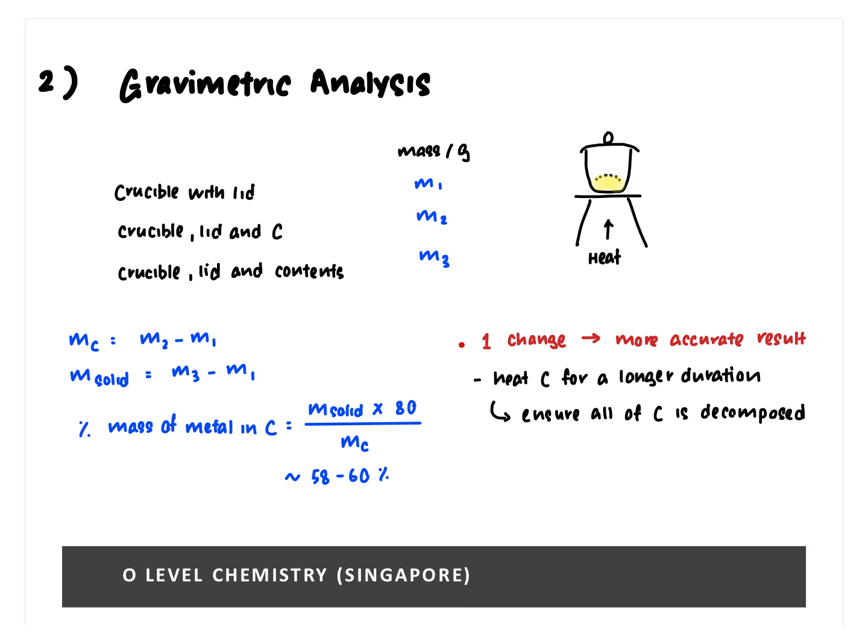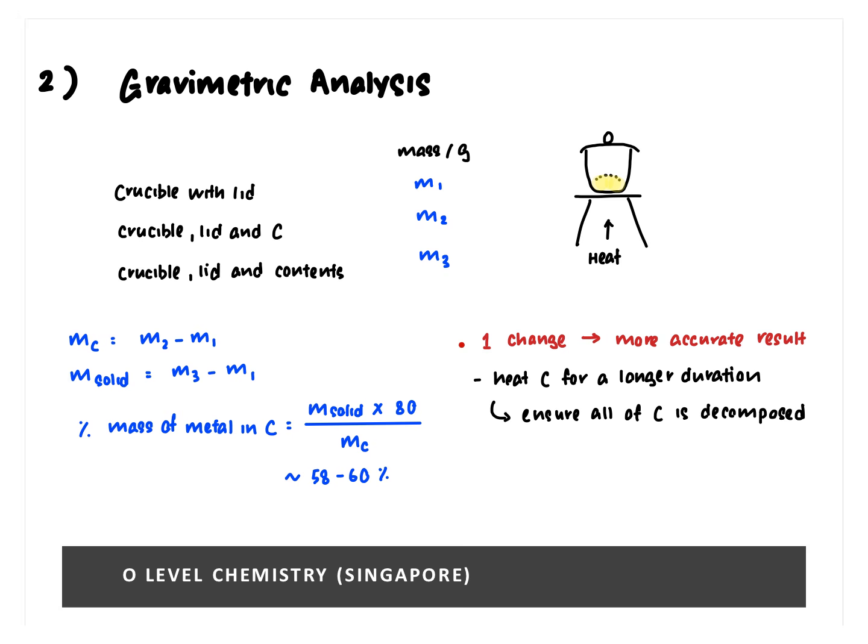Right? In an actual research, what we usually do is to repeat the heating, cooling, weighing cycle many times until we get a constant mass. So you heat, cool, weigh, heat, cool, weigh, heat, cool, weigh until you get a consistent mass reading. That means that the solid has fully decomposed. But I think for this question, all you need to state is to heat for a longer duration. Why? To ensure that all of C has decomposed.